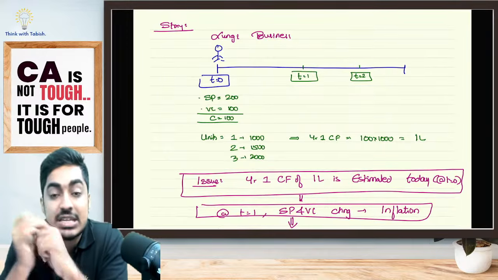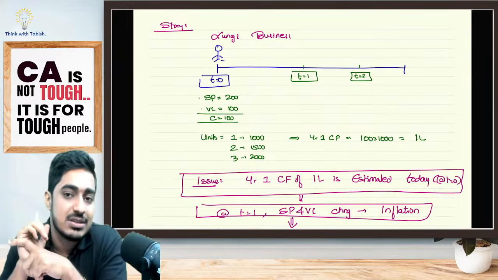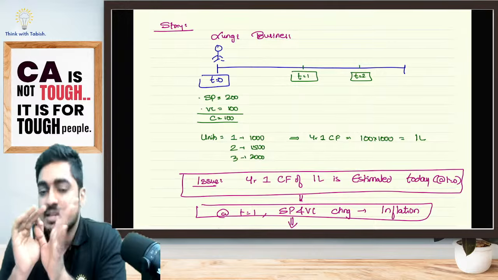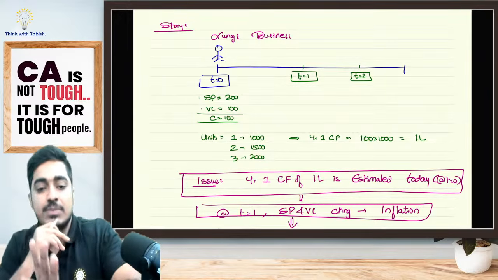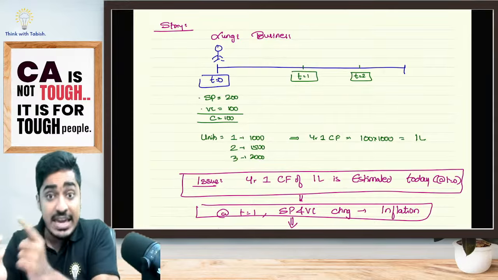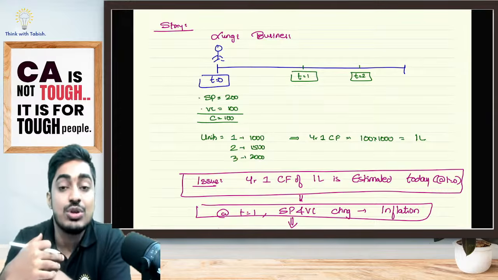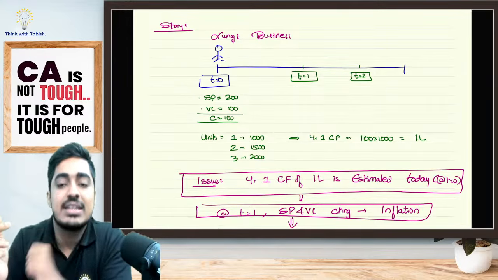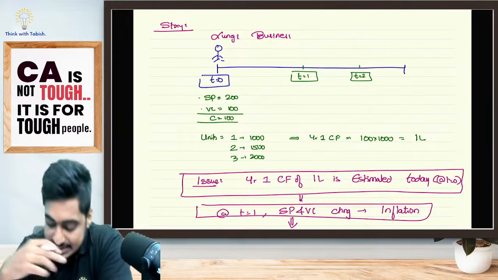What will come into the picture? Inflation will come into the picture. So what this concept is telling is, okay boss, you calculate your NPV, you take your decision. But while you are calculating, if inflation is going to impact every cash flow, you have to consider the impact of inflation. Is this clear?